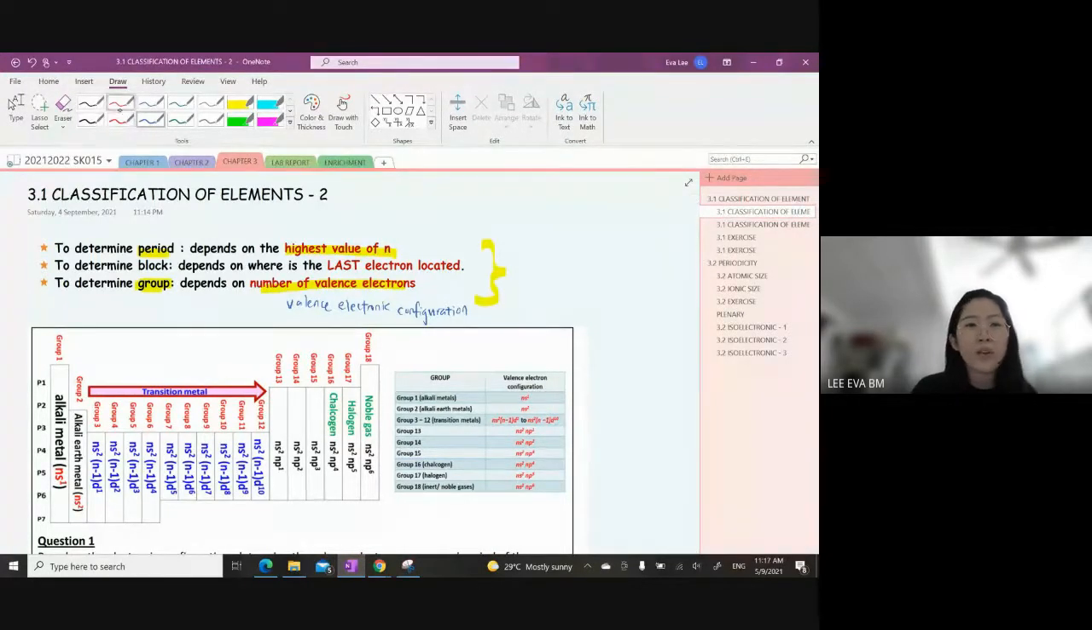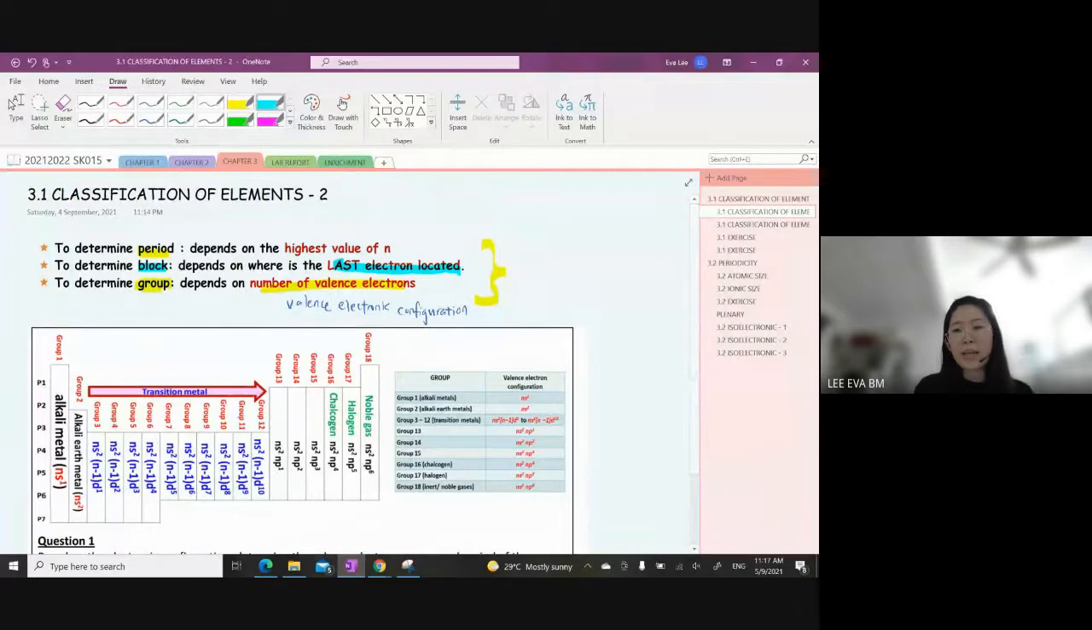And then the term over here is the block. Now, how are we going to recognize the block? It depends on where your last electron is located. Here Madam uses another color, the purple color doesn't show clearly. So, block: where the last electron is located. For this one, a little bit later.